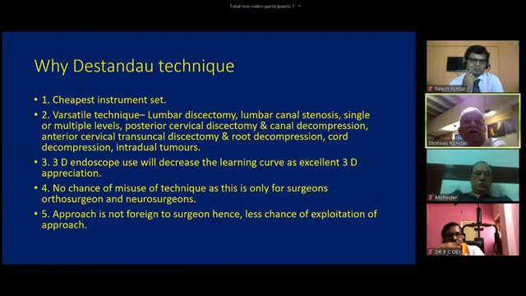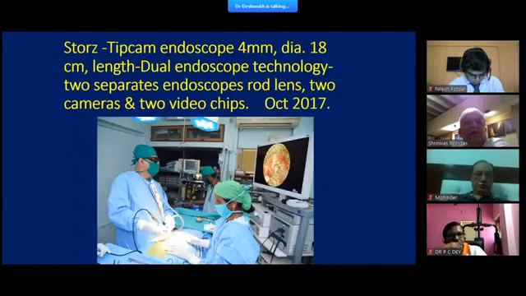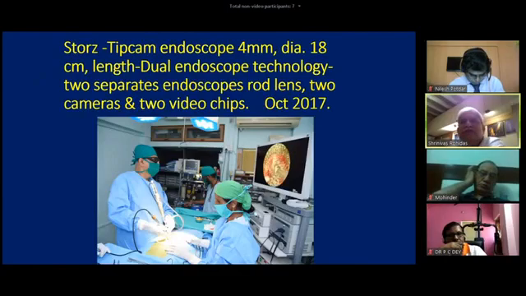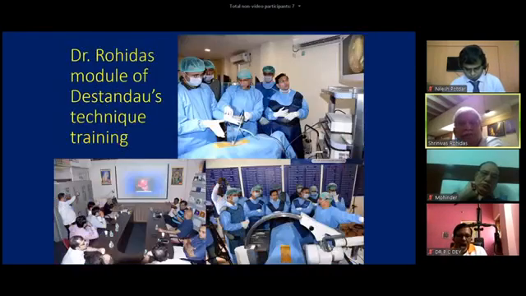So this is regarding the Destandau technique. It's a versatile technique. A 3D endoscope can be used, and the anatomy is the same as the open technique or microscopic technique. This is about the book which we have written about the Destandau technique. This is the 3D endoscope by Storz. We are using it since 2017, which gives you 3D appreciation. And the intraoperative training is quite easy with the 3D endoscope and the 3D anatomy.